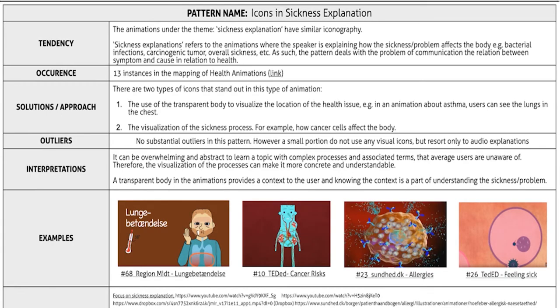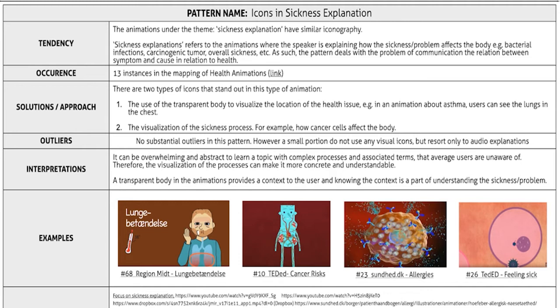And the design patterns could look like this one. This is one of our patterns called Icons in Sickness Explanation. Here we see in the tendency category that the animations under the theme Sickness Explanation have similar icons. And in the occurrence, we see that there are 13 instances of these particular animations within the 72 mapped health animations. There are 2 types of icons that stand out in this type of animation.